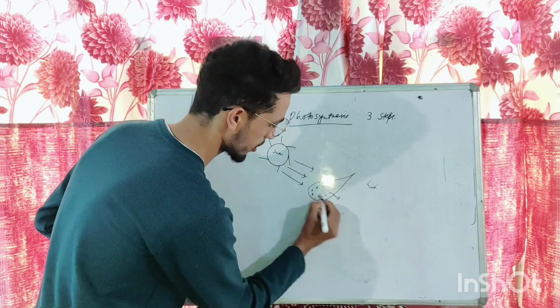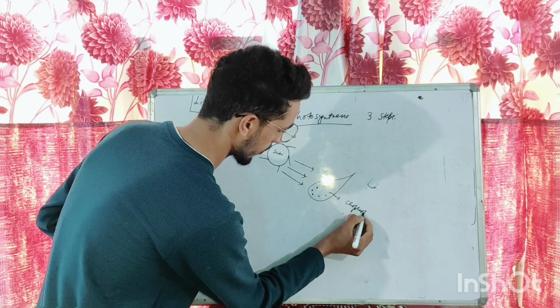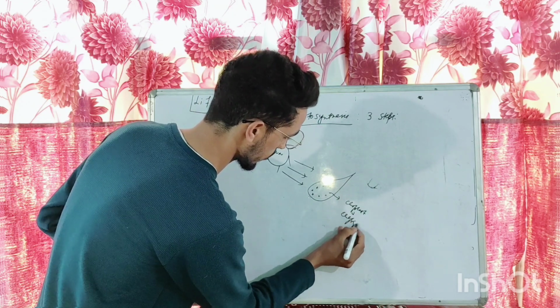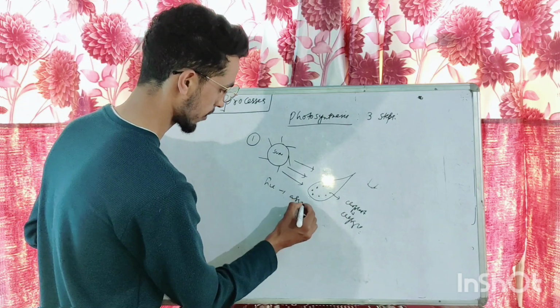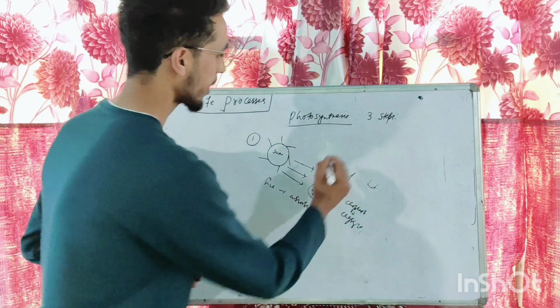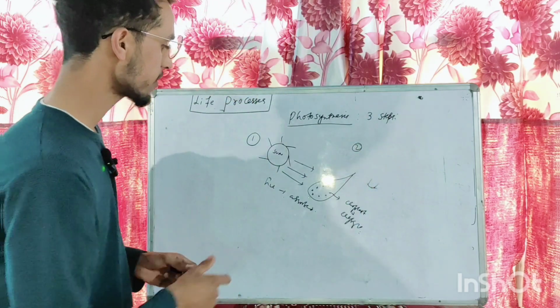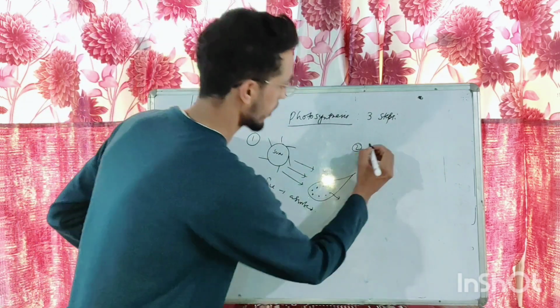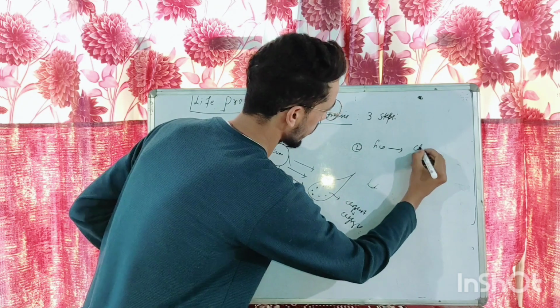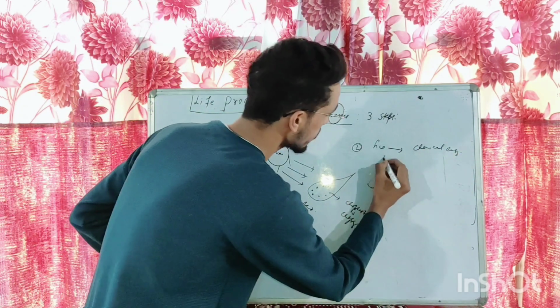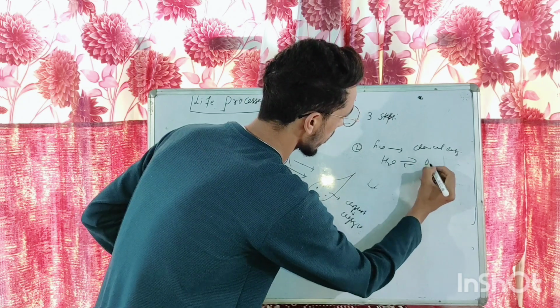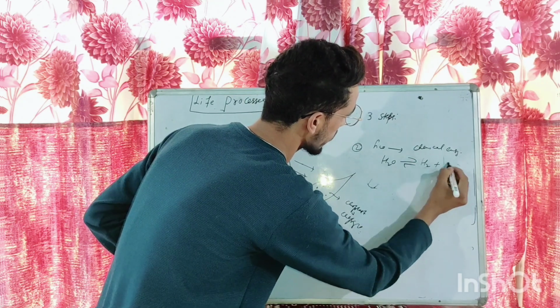The leaf will absorb light. These are chloroplasts, and chloroplasts contain chlorophyll. They will absorb the light energy. In the next step, this light energy will be converted into chemical energy along with the splitting of water. Water will split into hydrogen and oxygen.